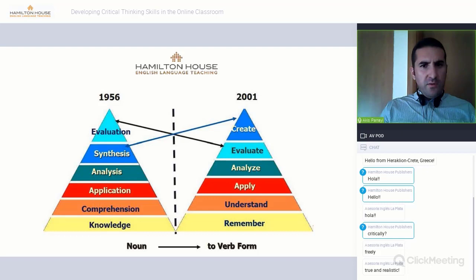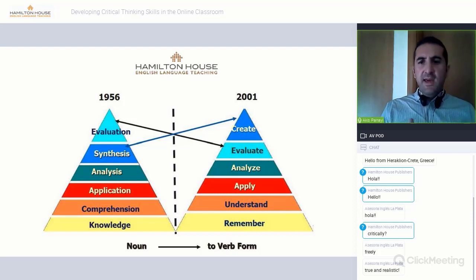Now, what Anderson and Krathwohl basically did is they made two major changes to Bloom's taxonomy of the learning objectives. On your left-hand side, you will see the 1956 taxonomy, the original, and in 2001, the revised taxonomy with two main changes. The first one is Anderson and Krathwohl took the noun from the pyramid and turned it into a verb, which immediately makes the meaning of the word more active.